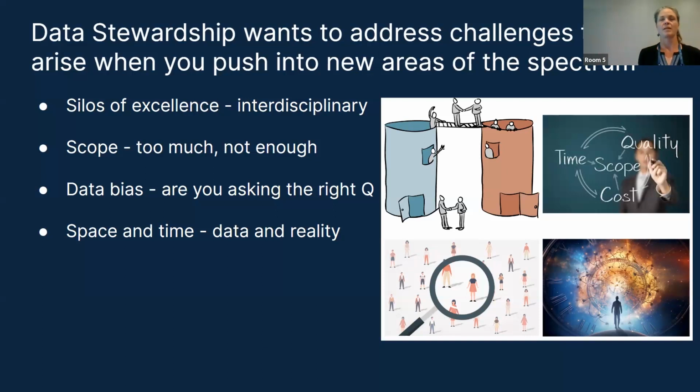And then space and time, both in data, right? It's hard to cover all of the space and time, but then also reality: your time, the space on your servers, the space in the compute cluster. And so space and time, I think, is another common challenge that people have.